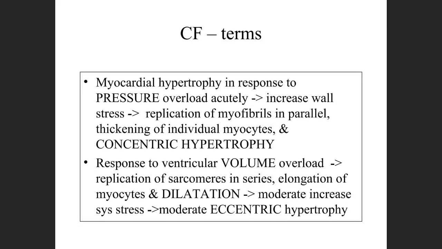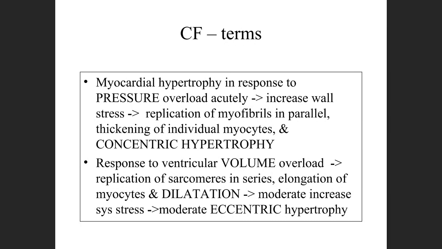Myocardial hypertrophy in response to a pressure overload acutely increases wall stress and leads to the replication of myofibrils in parallel and thickening of the individual myocytes. And this results in concentric hypertrophy. So pressure overload leads to concentric hypertrophy with marked thickening of the muscle fibers and the muscle layer.